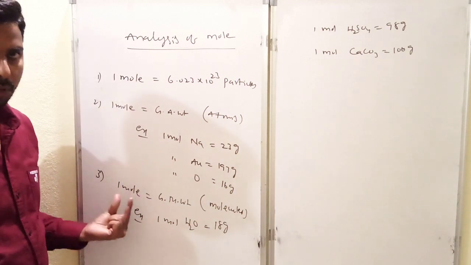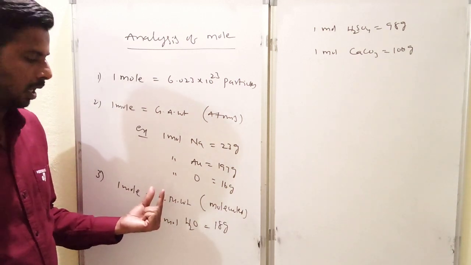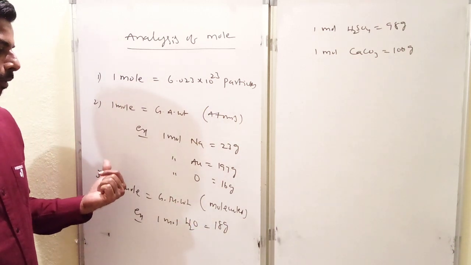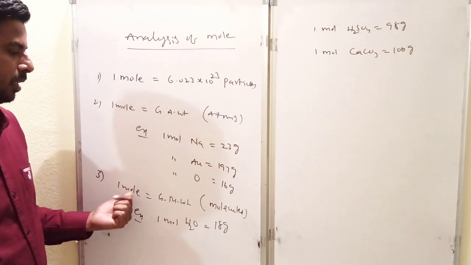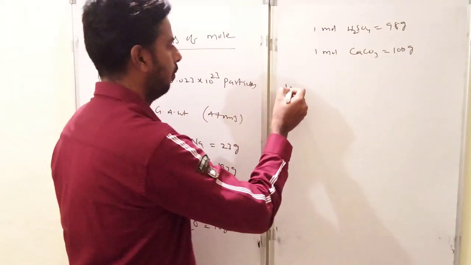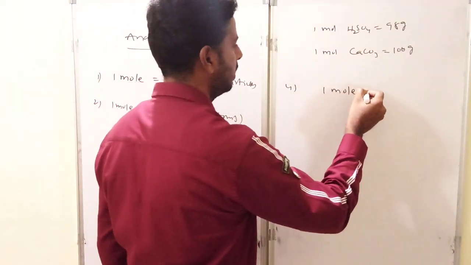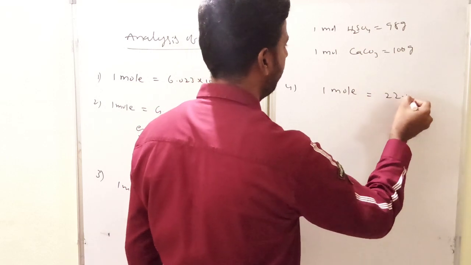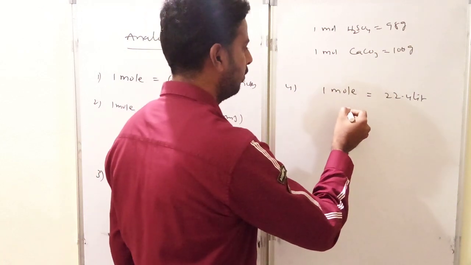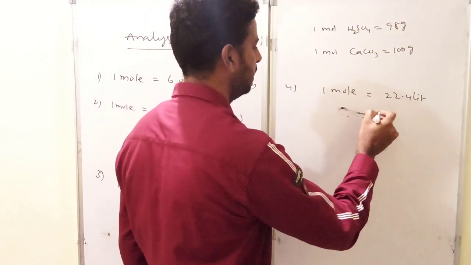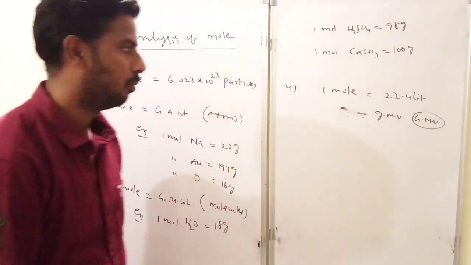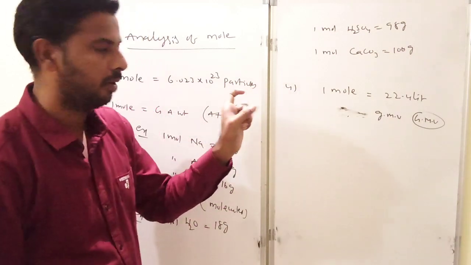So, 1 mole equal to gram molecular weight or gram molecule. So, 1 mole of any substance, if you express in terms of molecule, then you will get the corresponding weight. Similarly, 1 mole of any substance occupies 22.4 liters volume at STP. This is called gram molar volume, GMV. 1 mole of any gas occupies 22.4 liters at STP.